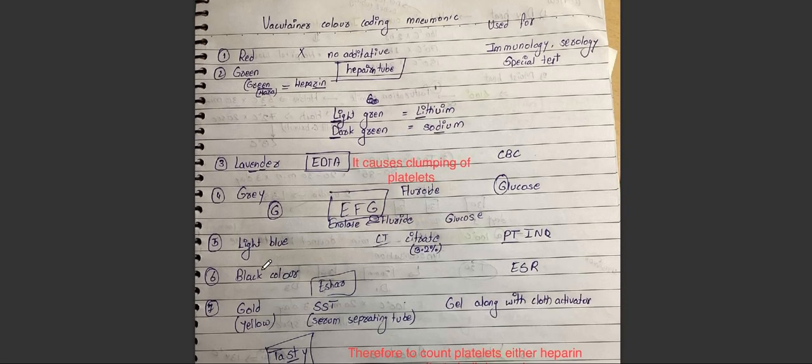Then we can again revise it by that red color. Red color meaning see there is no additives. Green. Green representing the hara. Hara meaning it is synonym to and approximately similar to the heparin, therefore it is a heparin tube. Then there are two colors of the green, that is light green and dark green. Light itself representing the lithium and dark D itself representing the sodium.